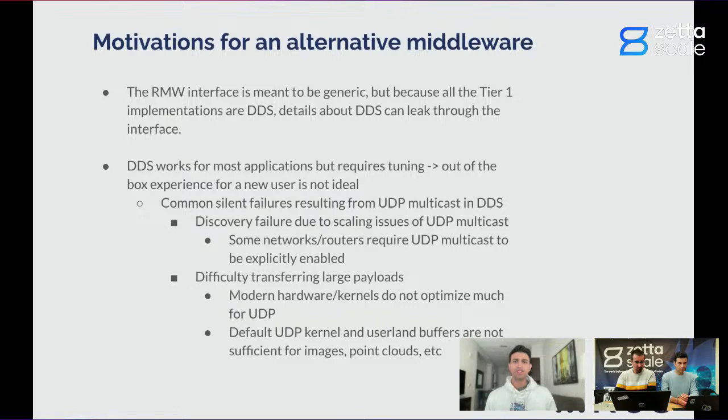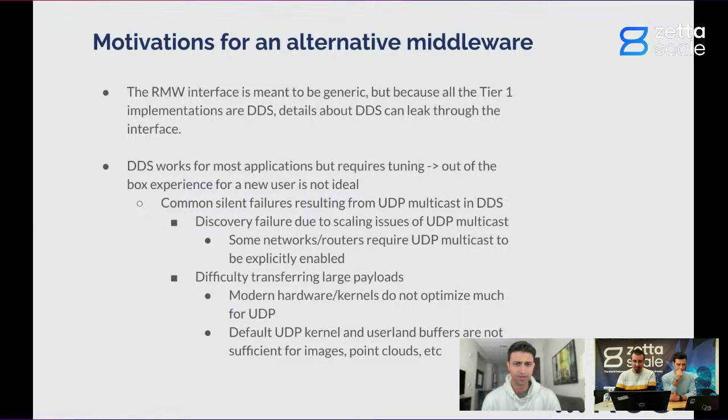So one of the motivations is to find another middleware we can support so that we can be more strict on making the client libraries a lot more middleware agnostic. Another issue is that we're seeing issues with the out-of-the-box experience for new users in robotics or new users in ROS2. So DDS works for most applications, but it requires an additional amount of tuning or knowledge about how networking and systems work. And oftentimes, some of these failures are silent, and they result from certain underlying mechanisms within DDS.